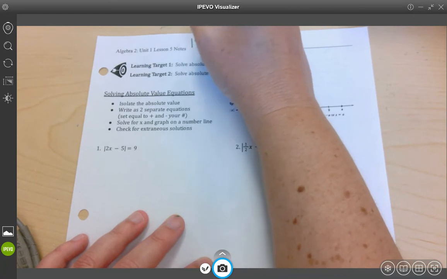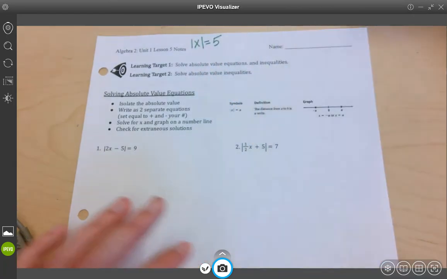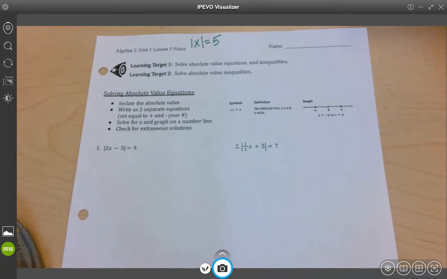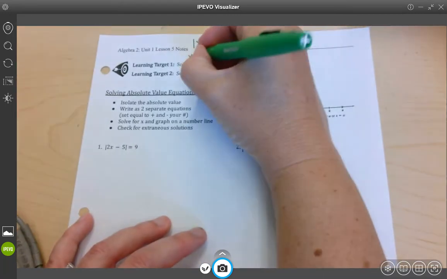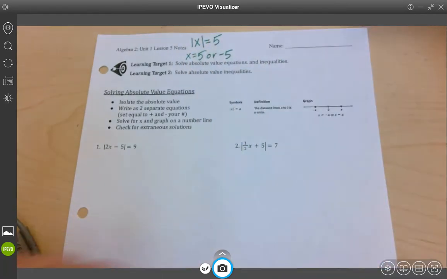If I told you that the absolute value of x is 5, what number might x be? 5. X might be 5, or x might be what? Negative 5, right? So there's more than one thing it could be. Wait, why can it be negative 5? Excellent question. Who wants to explain that one? Why could x be negative 5?